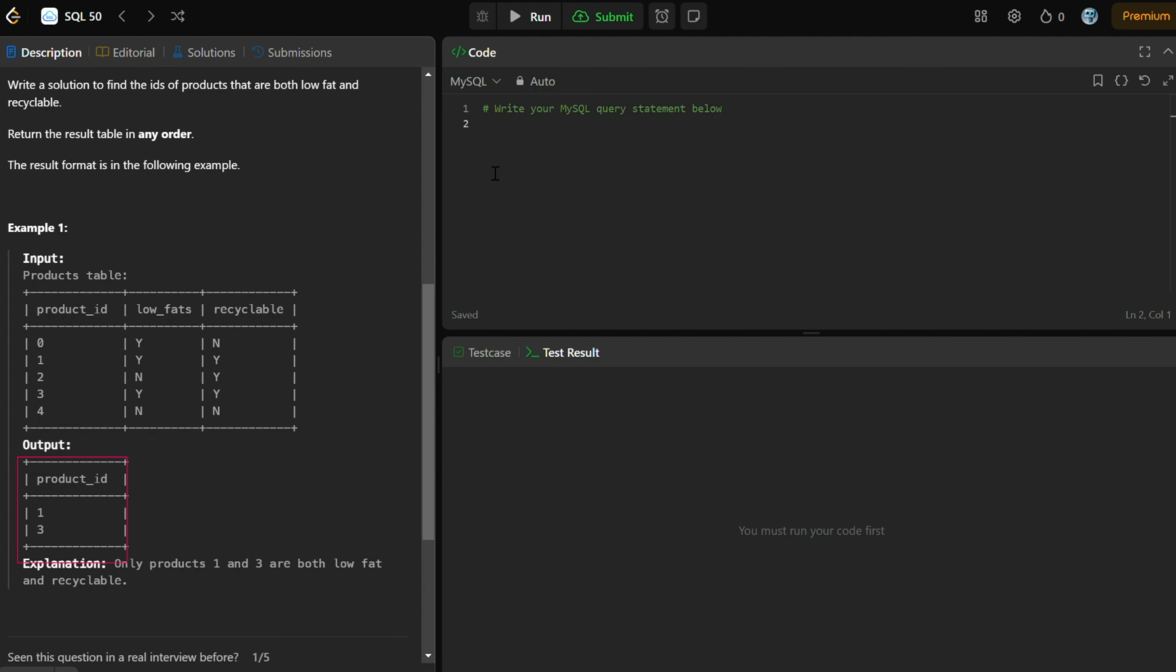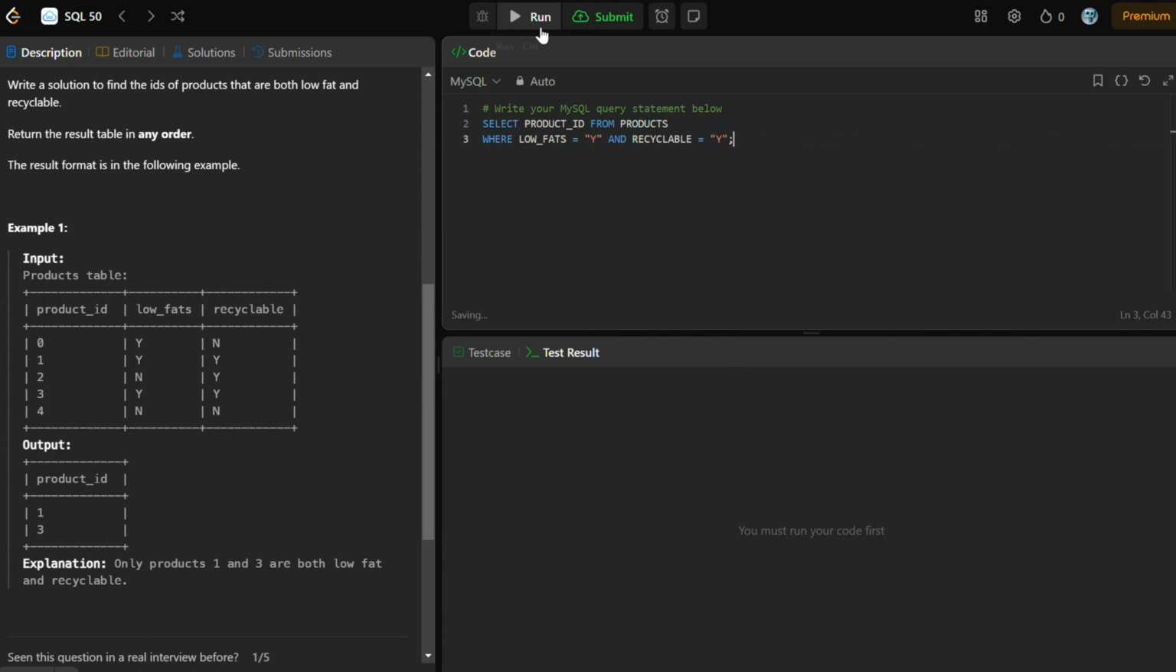Our task is to find the IDs of products that are both low-fat and recyclable. To solve this, we need to write an SQL query that selects products where both low_fats and recyclable are Y. Here's the query you need. SELECT product_ID FROM products WHERE low_fats = 'Y' AND recyclable = 'Y'.